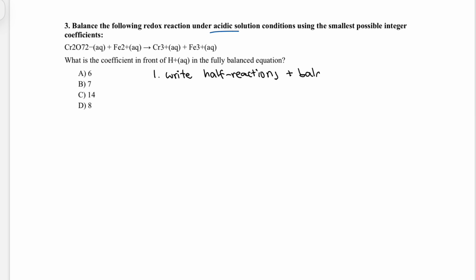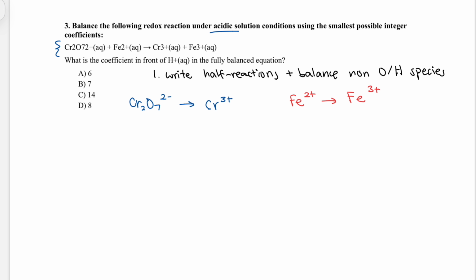And you also want to balance the non-oxygen or hydrogen species. So what I mean is you're going to split up this equation that you see into half reactions. So one half reaction will be Cr2O7 2 minus, and then Cr3 plus, and then the other half will be Fe2 plus to Fe3 plus. And then with these, we have to balance the non-oxygen or hydrogen species.